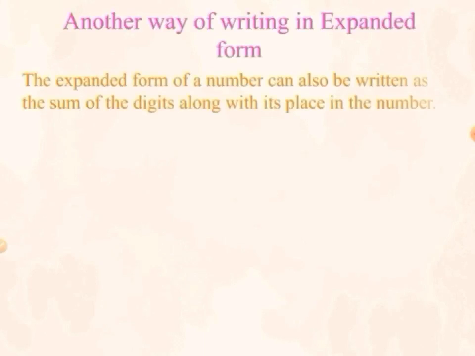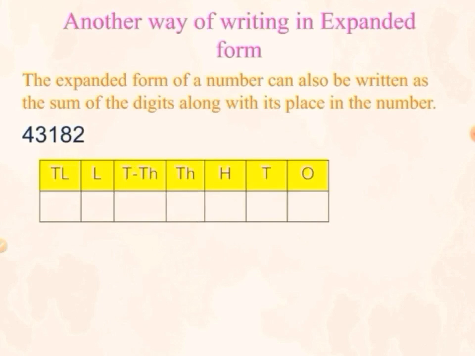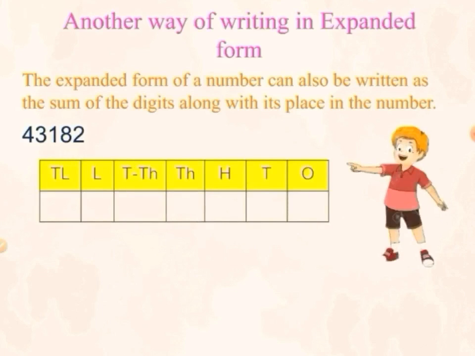You can also write the expanded form in words. So the expanded form of a number can also be written as the sum of the digits along with its place in the number. I'll show you here with the example. Here we have a number. First we'll put them into a place value chart. So the values we have put in the place value chart. Now first we have to see the place values.